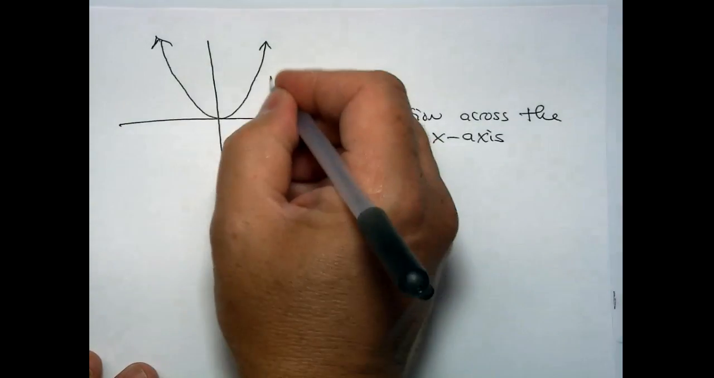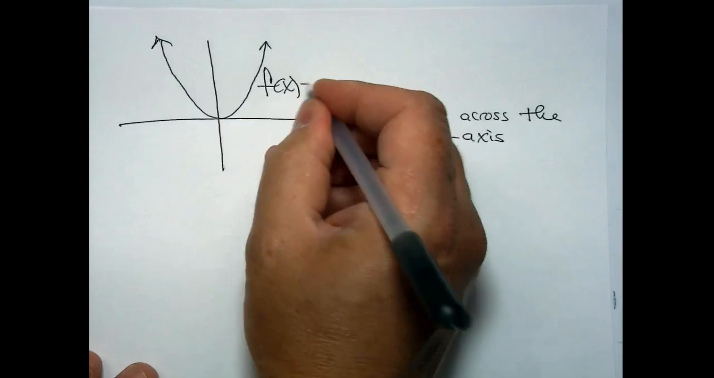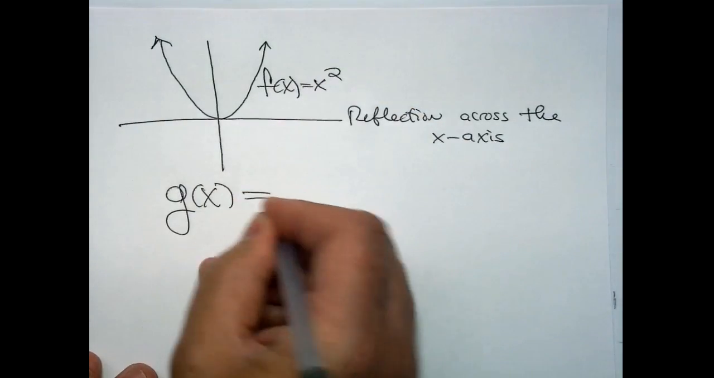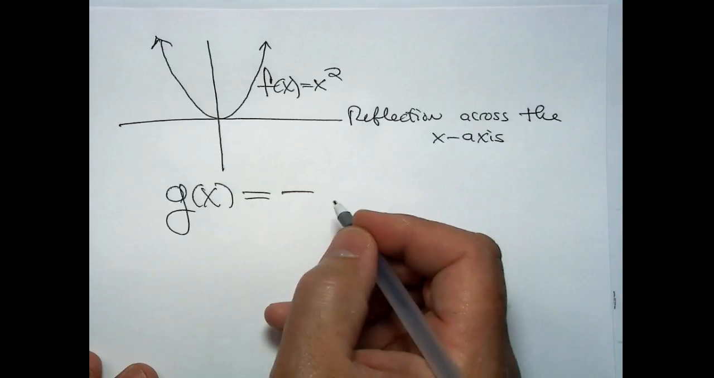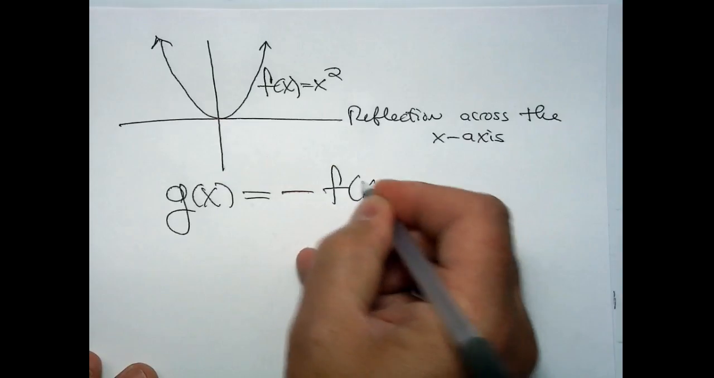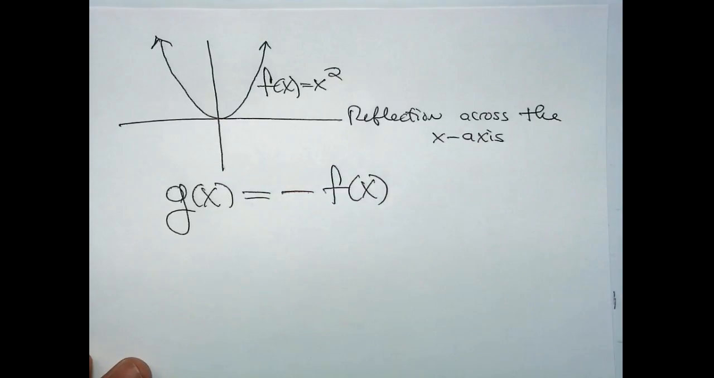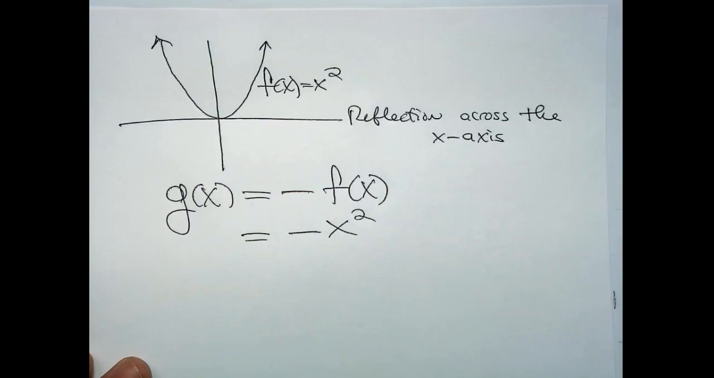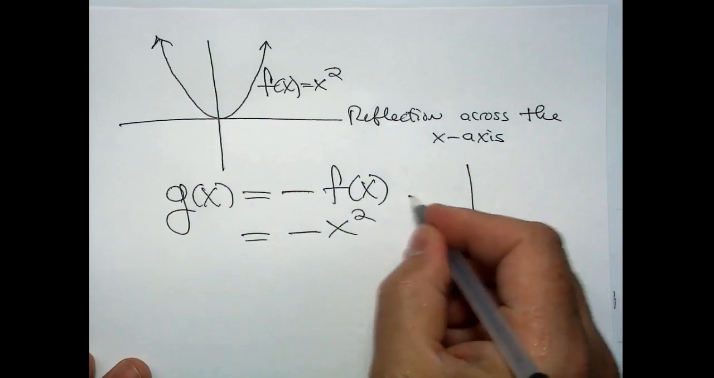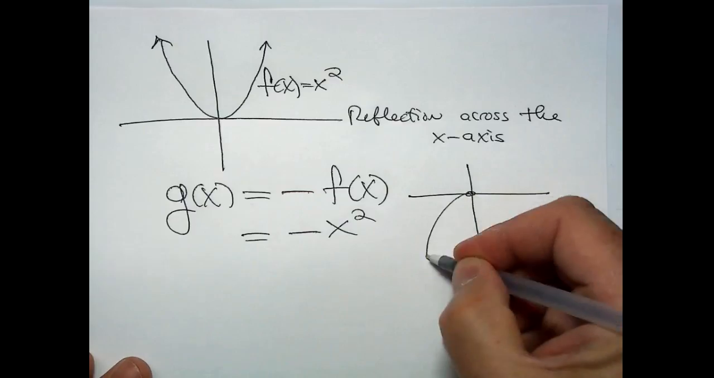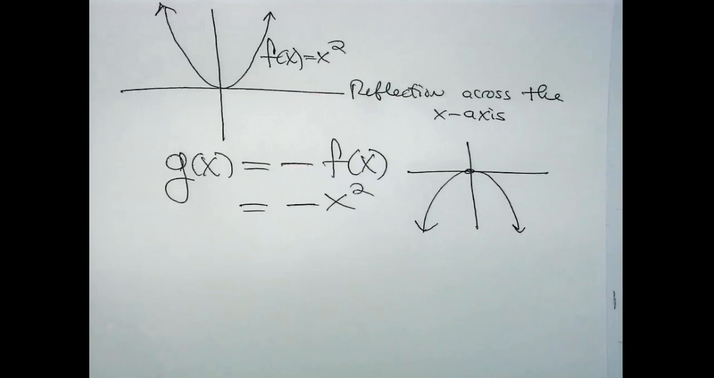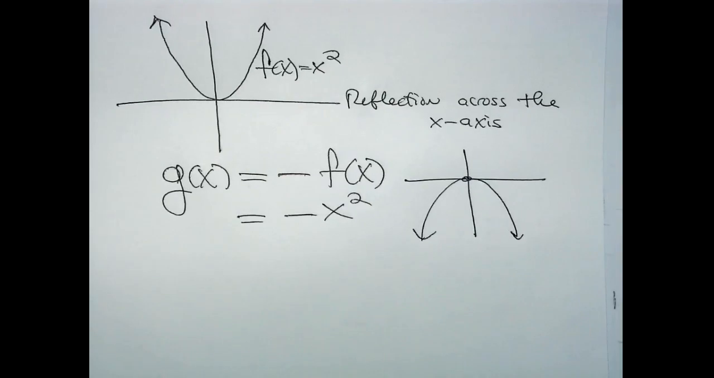And to do that, I guess all you really need to do is create a new function, g of x, which is the opposite in sign to the old function, f of x. That's all you have to do. So that example would look like this. And that curve would just be an upside-down parabola. So if you need to do a reflection across the x-axis, it's a matter of basically putting a big minus sign in front of your function.